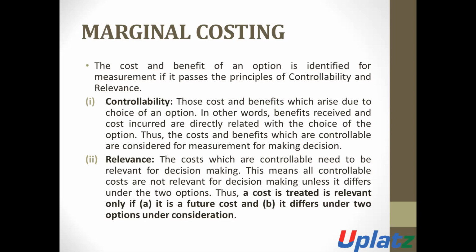Number one is controllability. Controllable costs and benefits are those costs and benefits which arise due to the choice of an option. In other words, the benefits which are received and the costs which are incurred are directly related to the choice of the option.